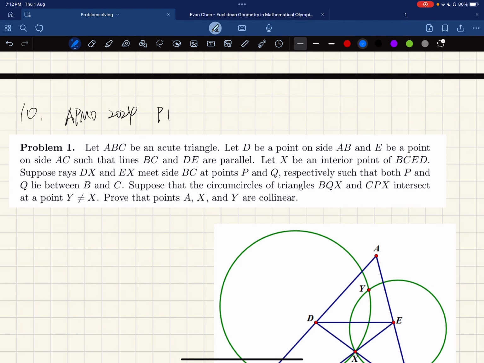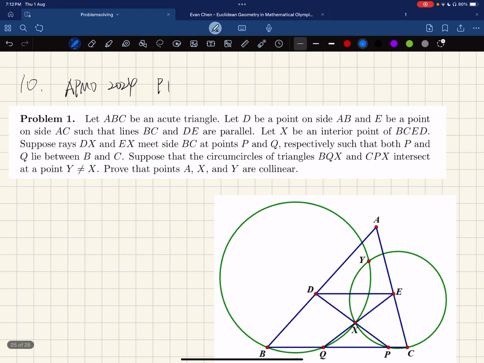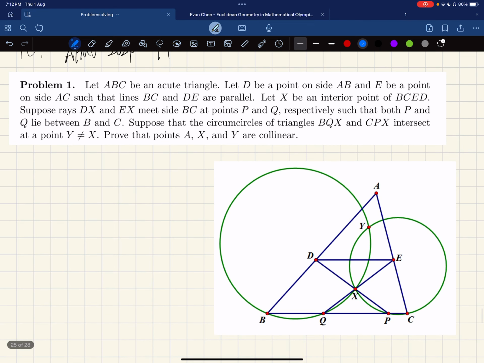Okay, so today we are going to do a problem that appeared in APMO 2024, problem 1. Let triangle ABC be an acute triangle. Let D be a point on the side AB and E be a point on the side AC, such that lines BC and DE are parallel. And let X be an interior point of BCED.